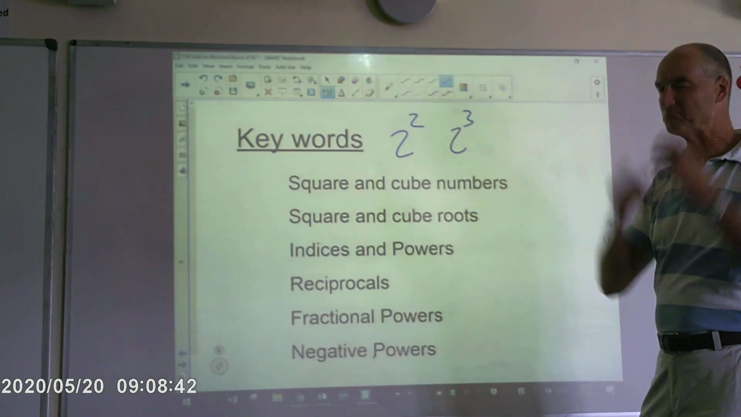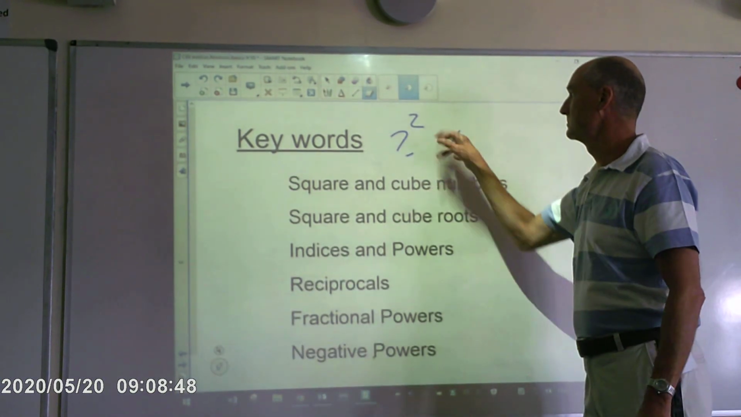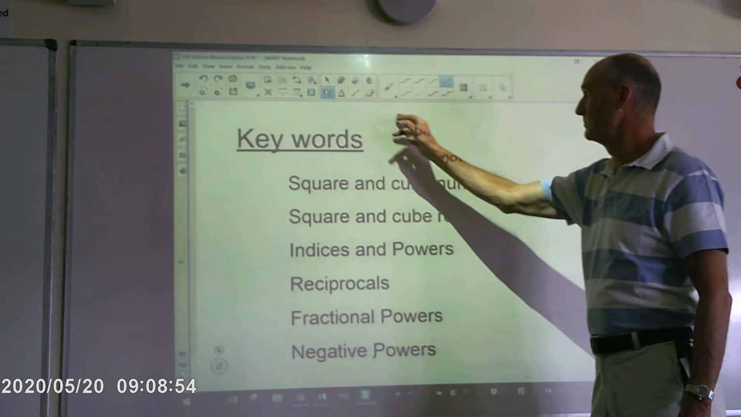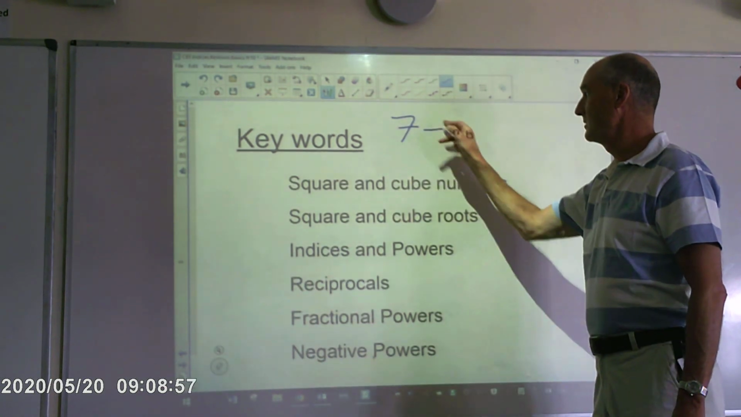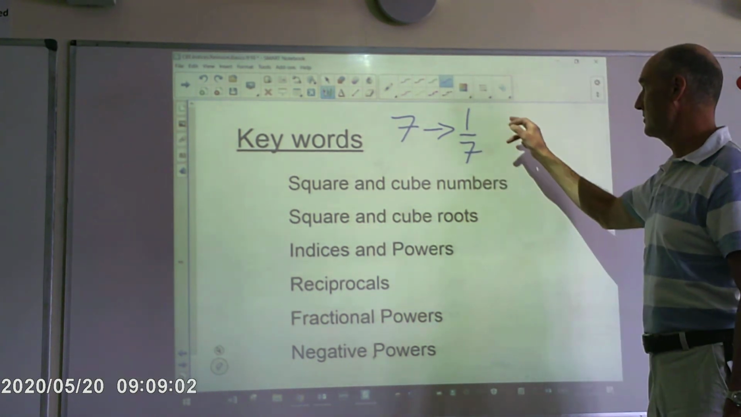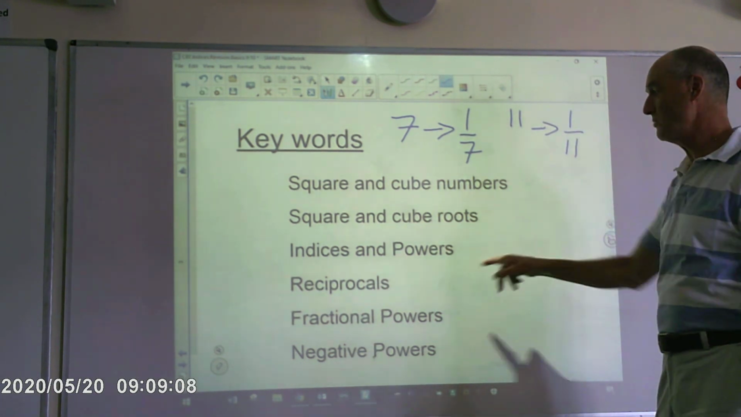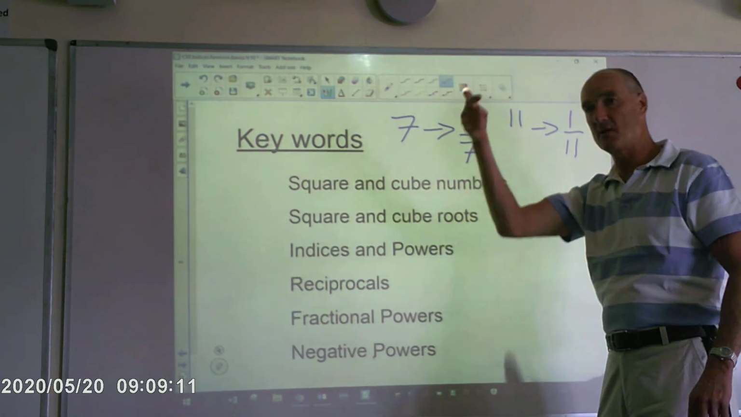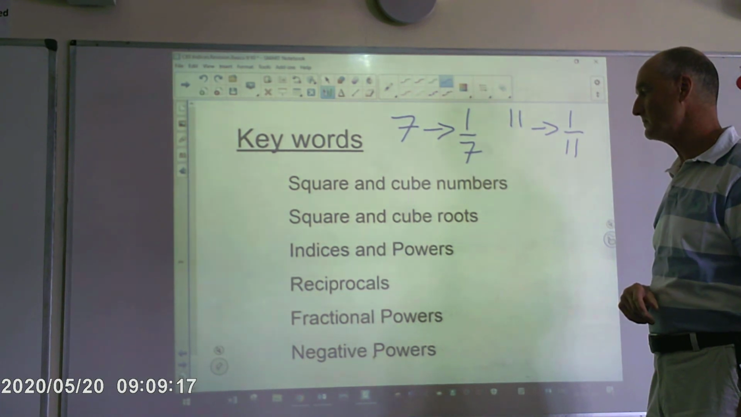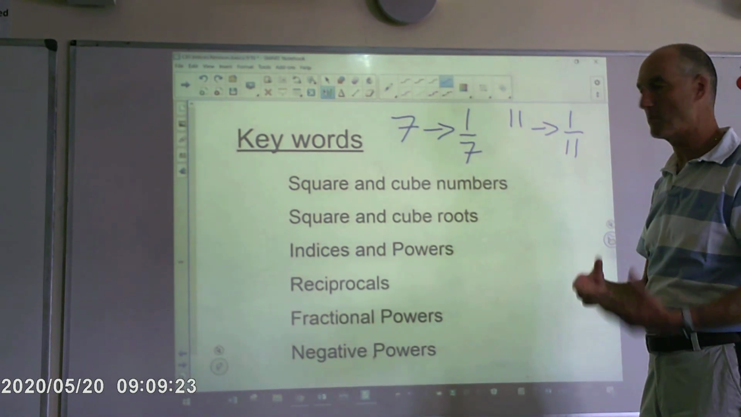Reciprocals. Some of you might struggle to remember this. Reciprocal, all that is talking about is if we had the reciprocal of the number 7 is 1 over 7. The reciprocal of the number 11 is 1 over 11. That's all that's meant by reciprocal. Just flipping the number over, okay, and putting it as a fraction. Fractional powers and negative powers I'll talk about a little bit later on.